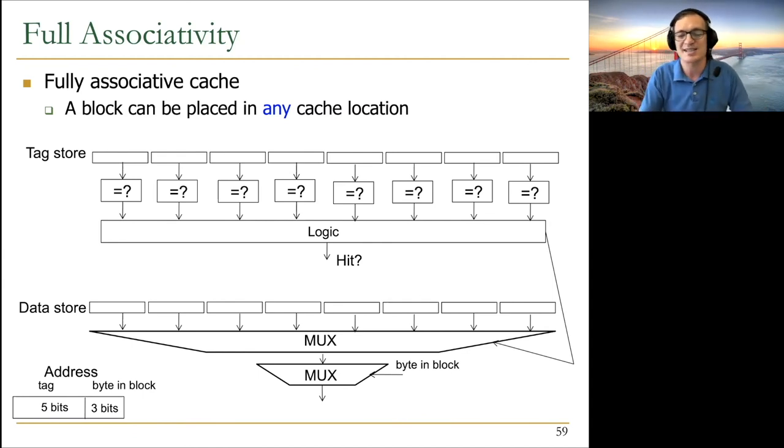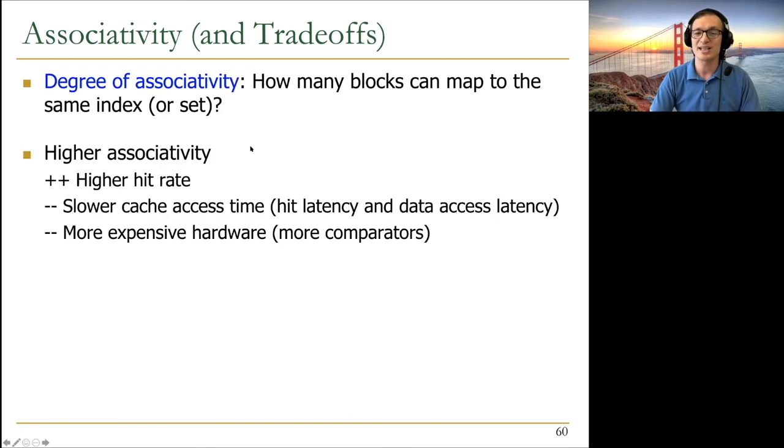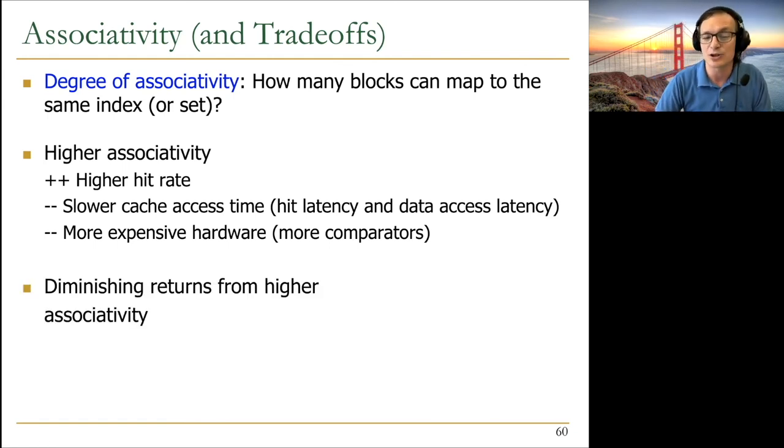You can also think of this as how many bits do you use to index the cache. Degree of associativity is how many blocks can map to the same index or set. Higher associativity gives you higher hit rate. The downside is slower cache access time. Hit latency and data access latency both increase. And you have more expensive hardware, more comparators. Comparators become larger. And you get diminishing returns from higher associativity.